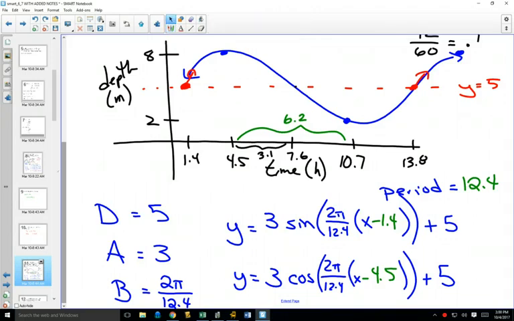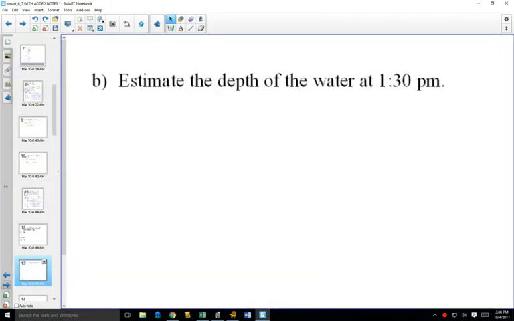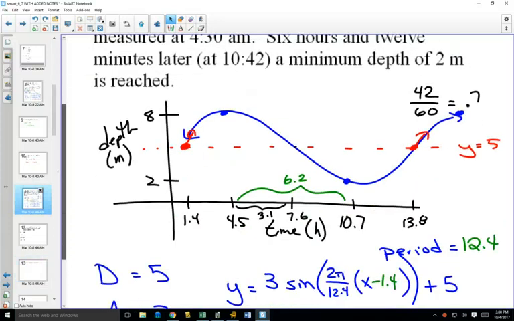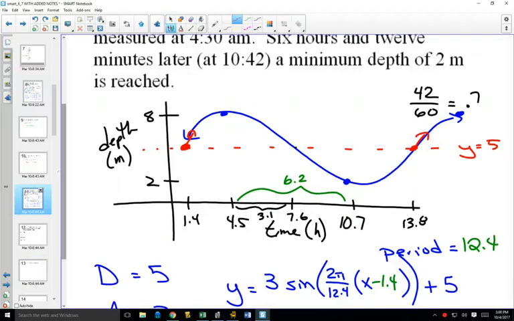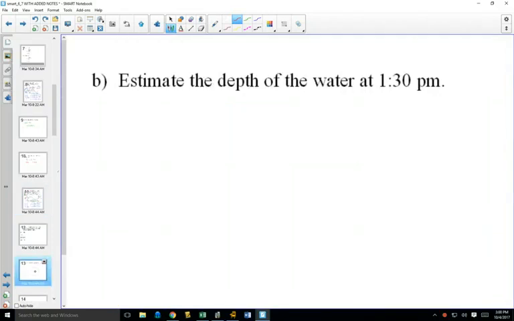Part B says to estimate it at 1:30. So if I go here, 1:30 would be 13.5. That's going to be under 5. We guessed 4 before and it was so close, so 4 meters is going to be my estimate again. If you wanted to find it out exactly, you'd have to type this back into your calculator to figure that out. Any questions?